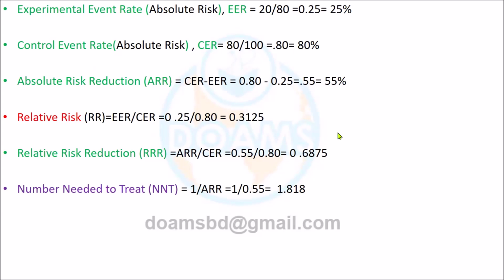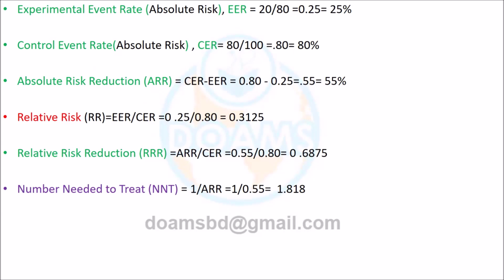Yes, doctor, what would you like to know? Yes, sir. Here it is written relative risk and relative risk reduction. So what is the difference between both of them? The formula is different, doctor. It has its own meaning. If you go through the text in biostatistics books or literature, you will understand.